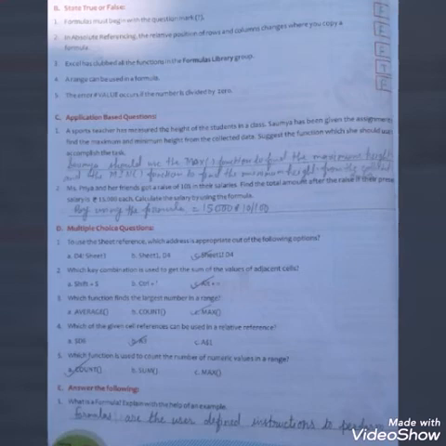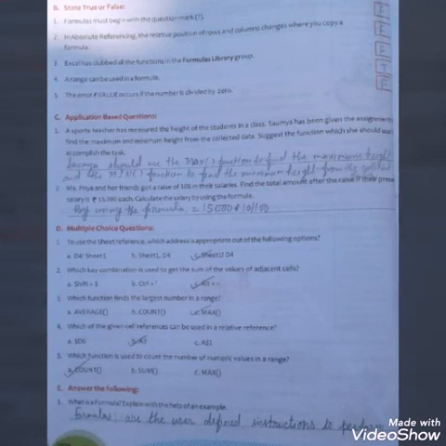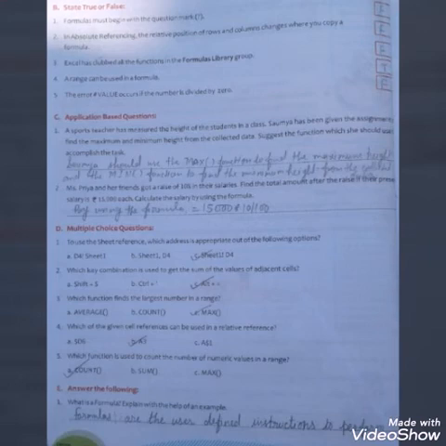Now the next section starts: multiple choice questions. So in this section, the first statement is here: to use the sheet reference, which address is appropriate out of the following options. So option C is correct here: Sheet1 exclamation mark D4.